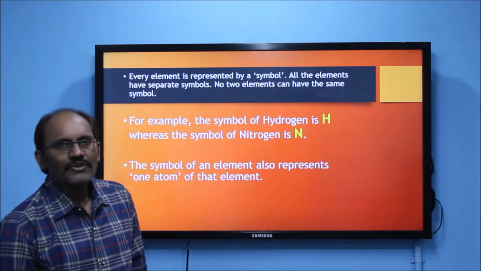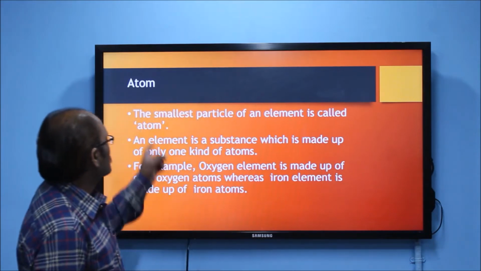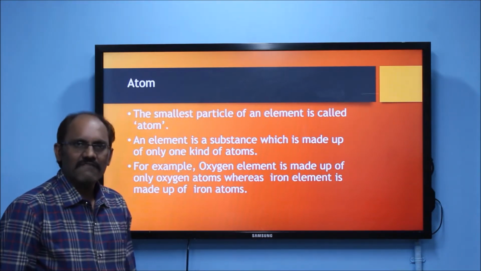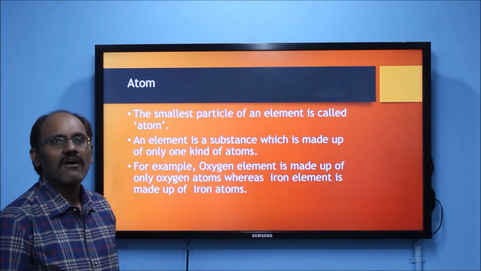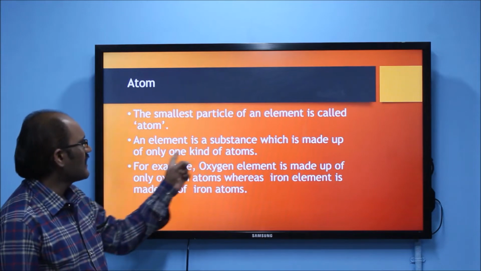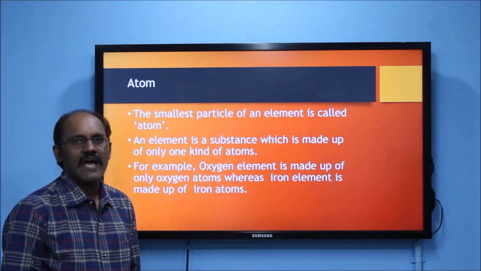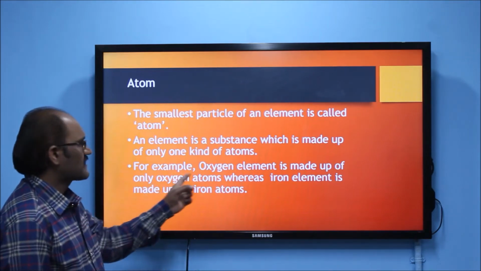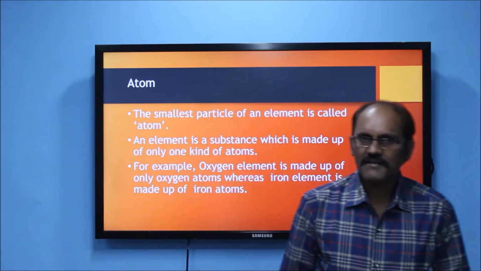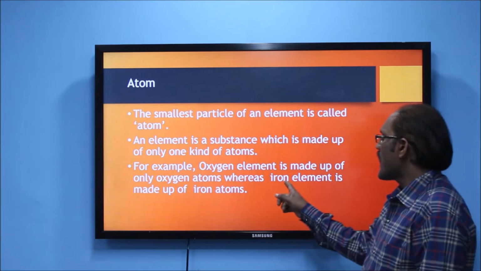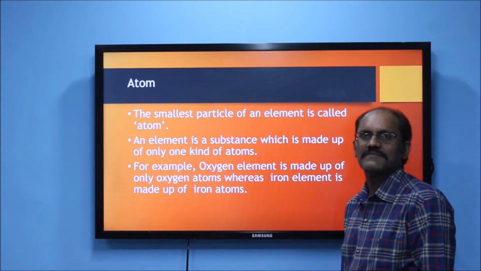Now children, do you know what an atom is? Atom is the smallest particle of an element. And an element is a substance which is made up of only one kind of atoms. For example, oxygen element is made up of oxygen atoms, whereas iron is another element and it is made up of iron atoms.